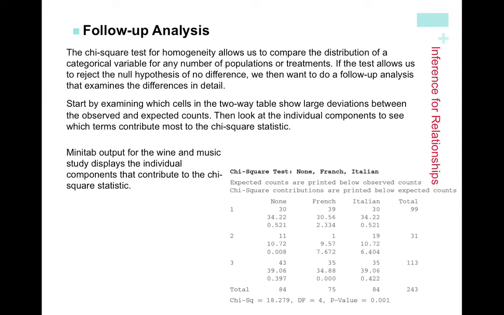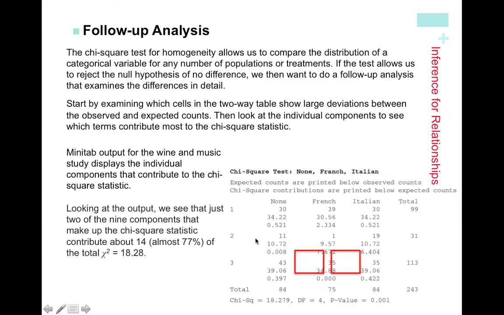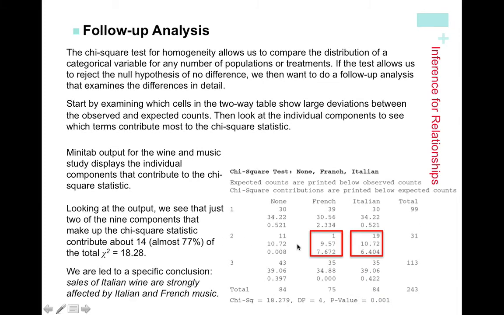And all we're going to do with that follow-up analysis is just look at which one's contributing the most. So this is the wine one again. These are the observed, these are the expected, and then you can see the contribution to the test statistic right here. The one that's contributing the most is the French or Italian music treatment, and then buying the French wine, or the Italian one, I believe. Okay, so those two are contributing the most.